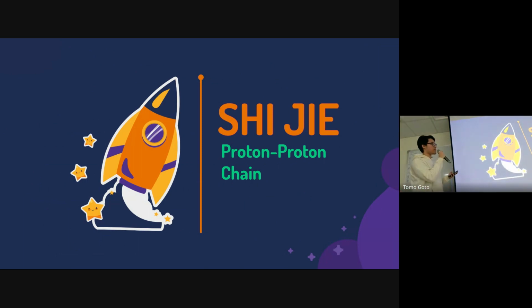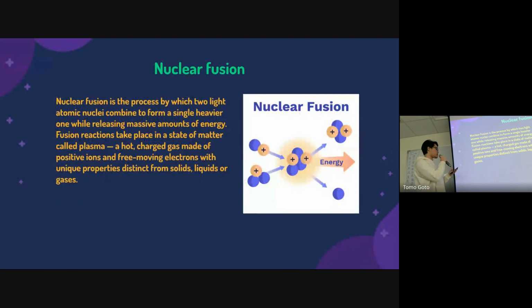I'm Sijin, and my part is the proton chain. Before that, we know that stars are powered by nuclear fusion in their core. Let's have a quick review of nuclear fusion. Nuclear fusion is a process in which two light atomic nuclei combine to form a single heavier one while releasing a massive amount of energy. Fusion reactions take place in a state of matter called plasma, which is a hot charged gas made of positive ions and free-moving electrons, with unique properties distinct from solids, liquids, and gases.